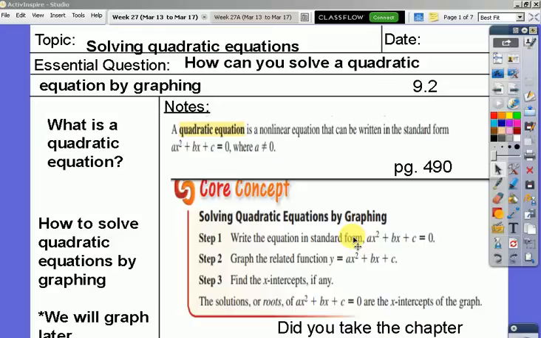Some of you still don't know what standard form is. Okay, standard form is you have the highest exponent with that coefficient coming first. So if you don't have that, it's not written in standard form. Followed by the next highest, and so on and so forth, and then you have that in standard form.